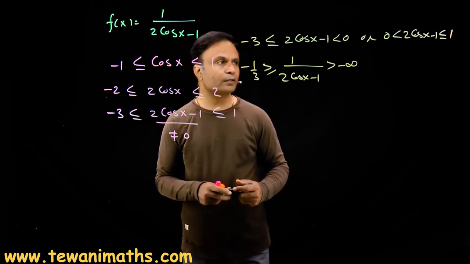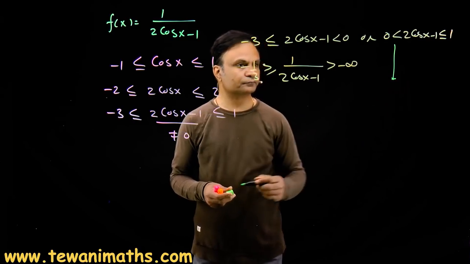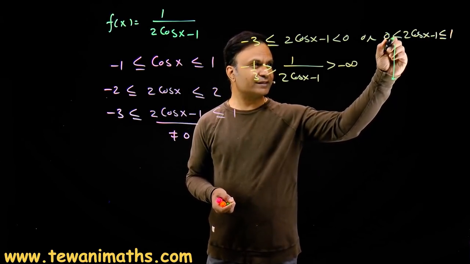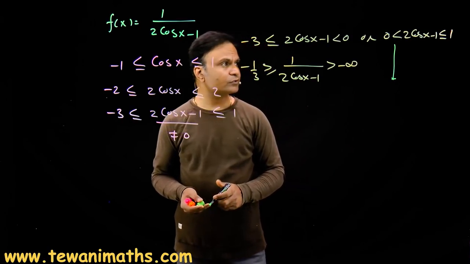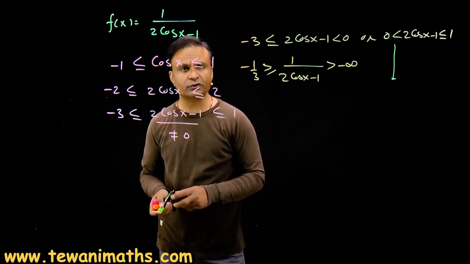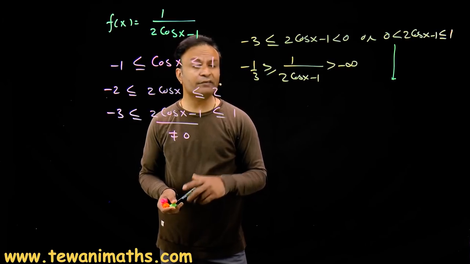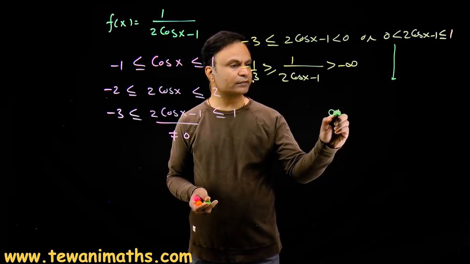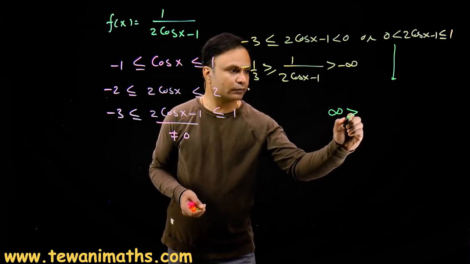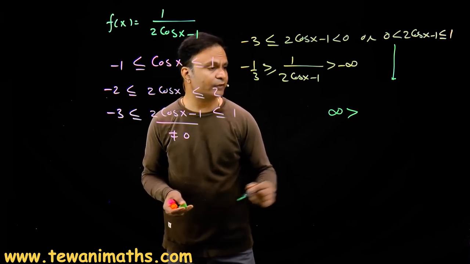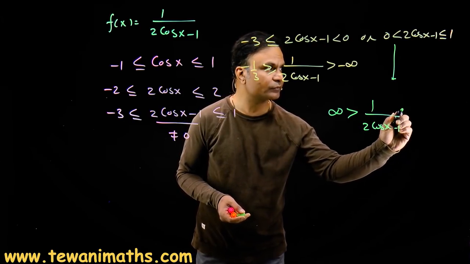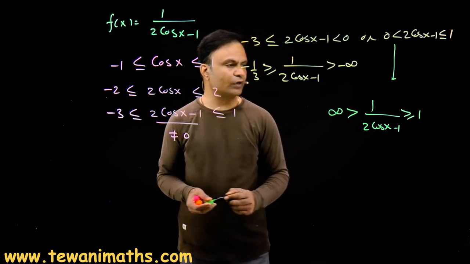Okay, now this one. Here we have 0, but this 0 is slightly more than 0 because 2 cos x minus 1 is more than 0, not exact 0. That means we have a 0 plus. What is reciprocal of 0 plus? That is infinity. Sign of inequality gets reversed. Greater than 1 upon 2 cos x minus 1 greater than or equal to 1.